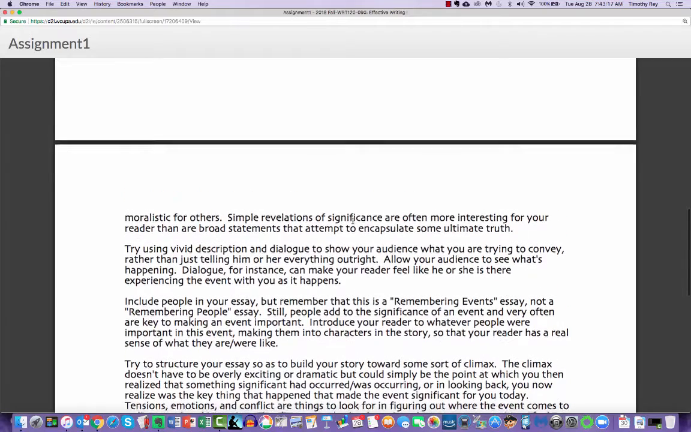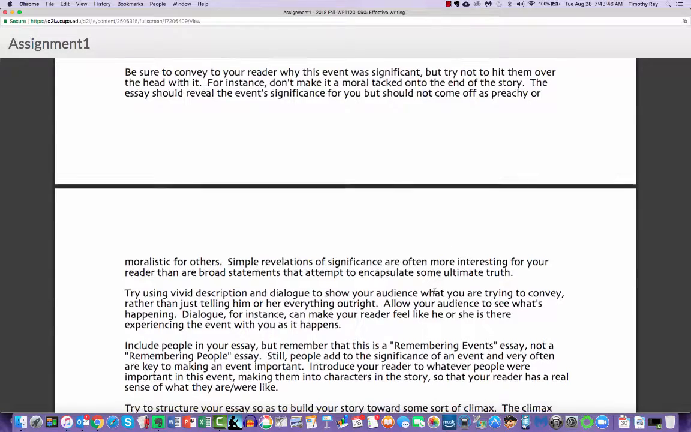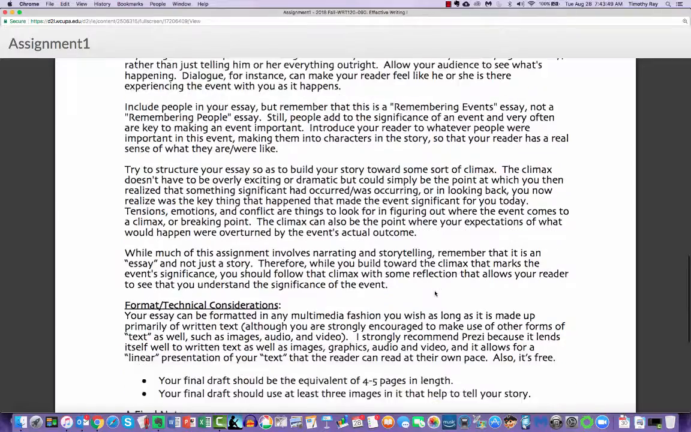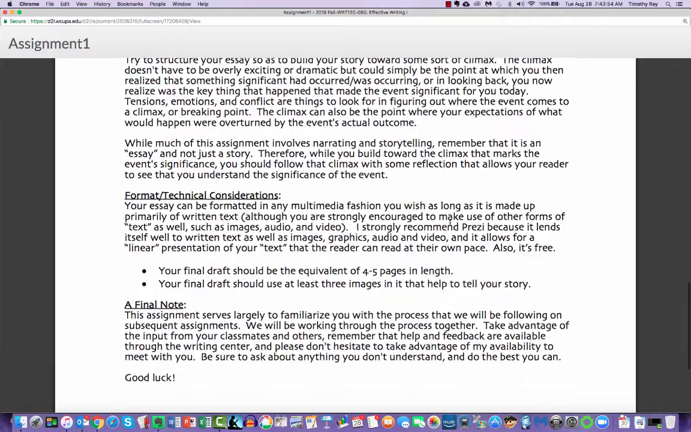Okay, and I think I say in terms of the reflection of its significance, don't make it a moral tacked on to the end of the story. A lot of times people go for things that they've heard before. So don't cry over spilled milk, it's all water under the bridge, life goes on, this sort of thing. And I want you to put it in your own words, make it original, make it interesting for the reader. So, okay. And there's more here, so I urge you to read the assignment sheet thoroughly.